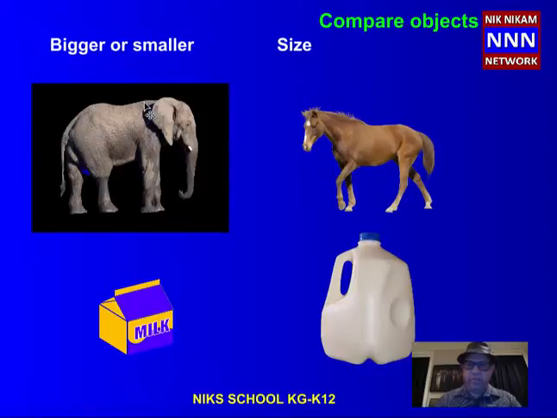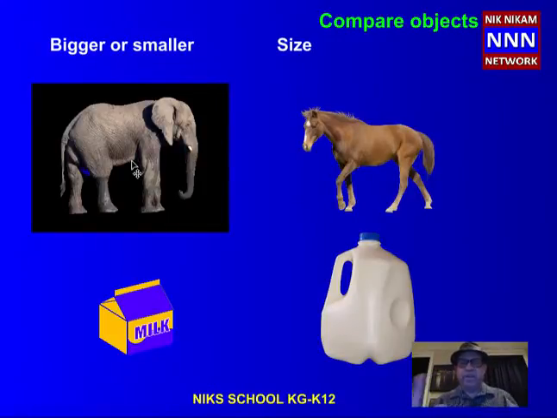Look, the elephant is much bigger, and so the elephant is bigger than the horse because of its size. I mean, look at the size of the elephant's legs. They are so big compared to a horse's legs. And look at the tummy. You see? So the size can be related to the height, length, and the girth or the depth. So there are a lot of things that go into the size.